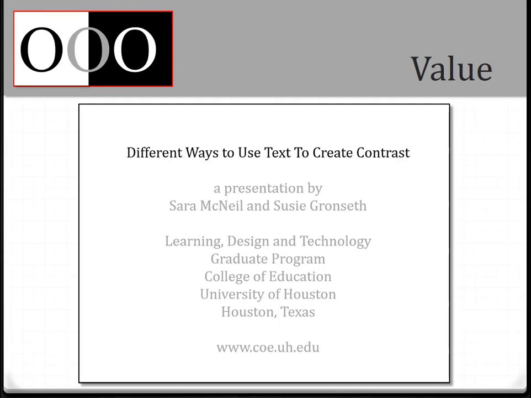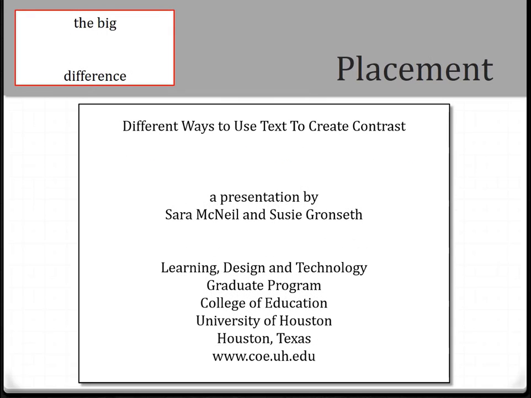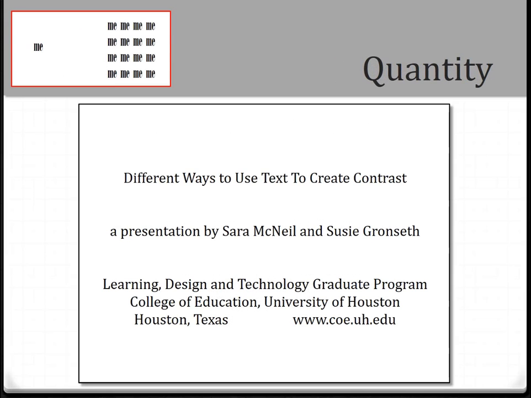In this slide, value creates contrast by changing the text that is not as important to gray, while leaving the more important text black. I can also change the title to red, creating even more emphasis. In this slide, placement is used to create contrast by separating the text into separate parts. By grouping the text into longer parts, using the contrast created by quantity, the different elements such as the title, the presenters, and the affiliation of the presenters stand out.